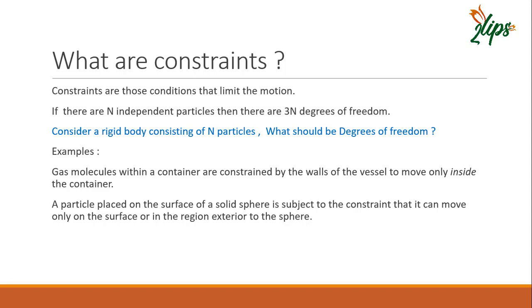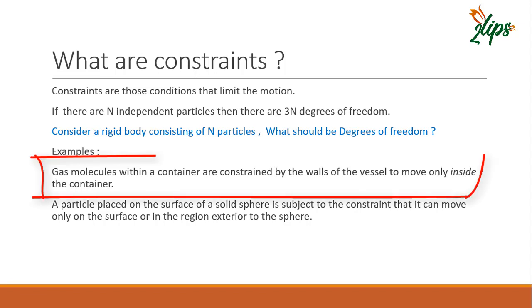It is because there are certain constraints on these particles. By definition, a rigid body is an object in which the distances between the particles are fixed. So this is a constraint. We will talk more about it. Now consider some other examples. These are simple examples.